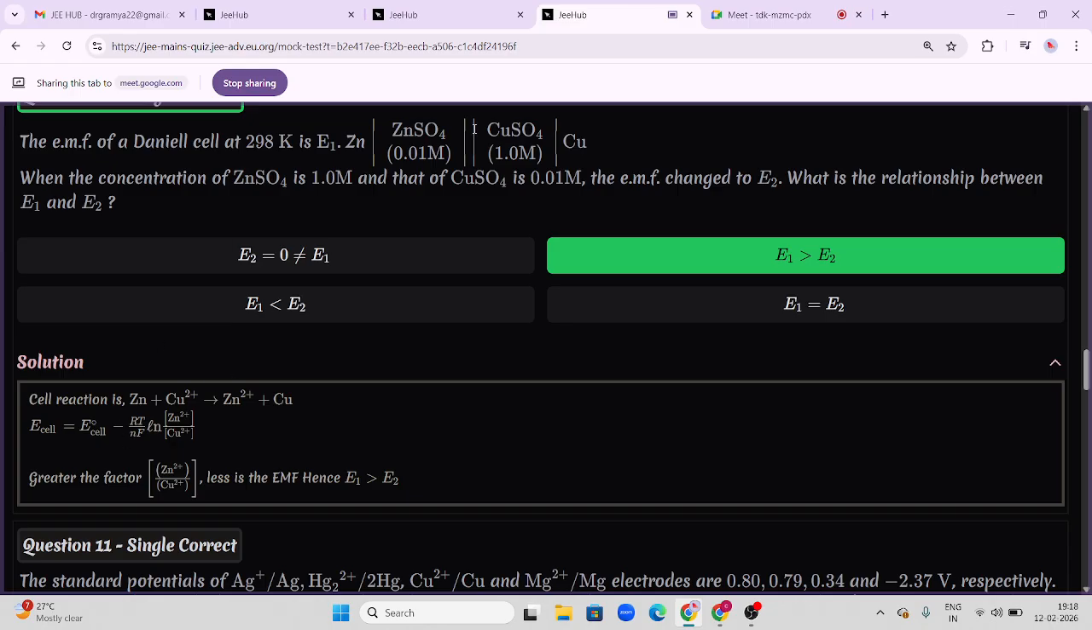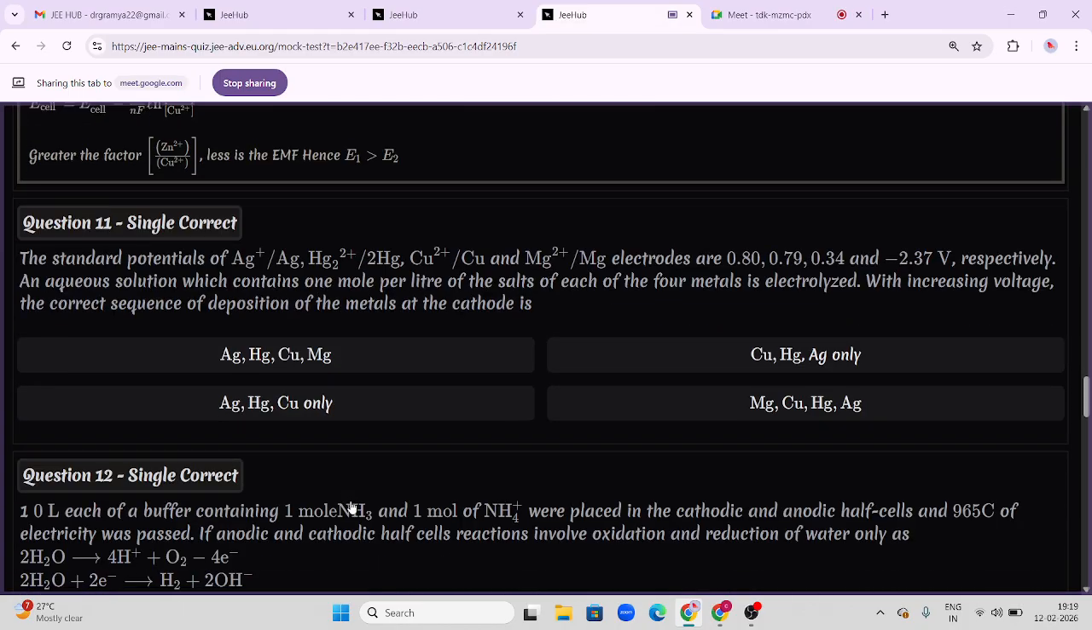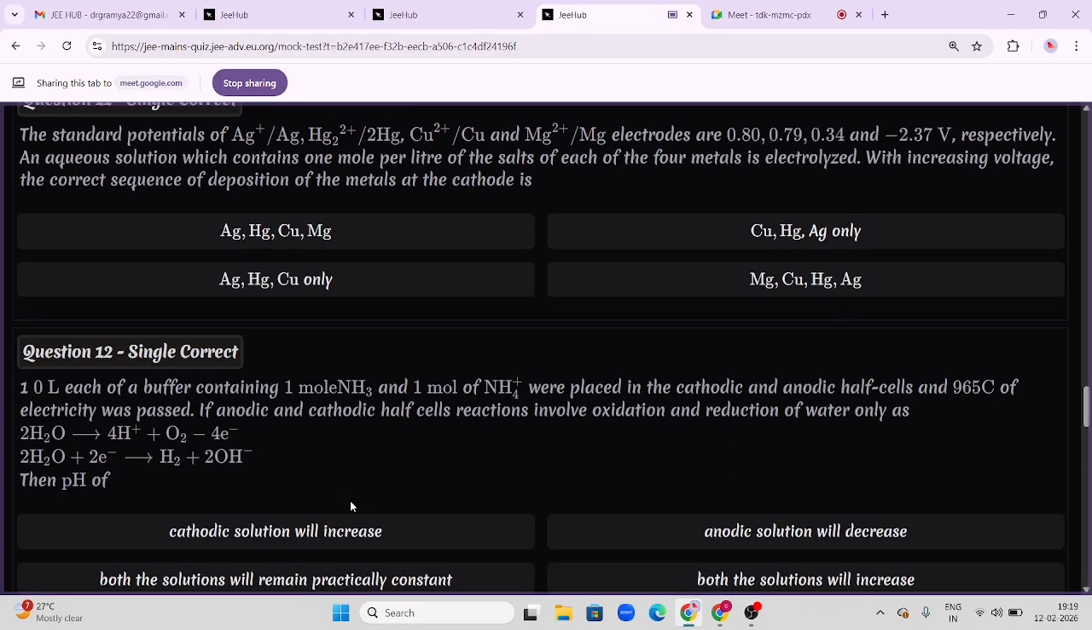Now you find that the zinc concentration has increased, Zn2 plus 1 molar and copper 2 plus is 0.01 molar. So the factor is higher here. If it is getting higher, that means the negative increases. So it should go down. So I understand E2 will be less than E1. Everyone understood? Yes, ma'am. Next question.